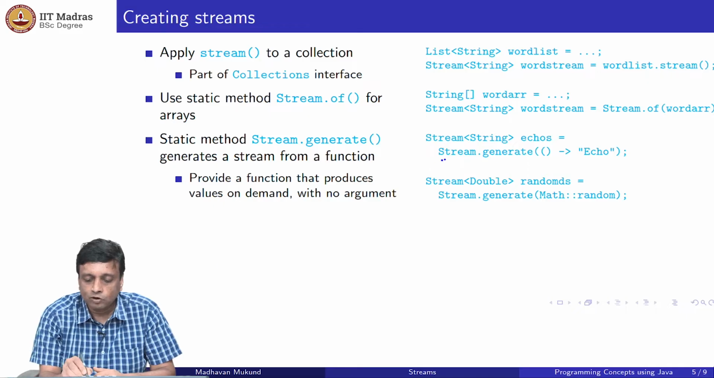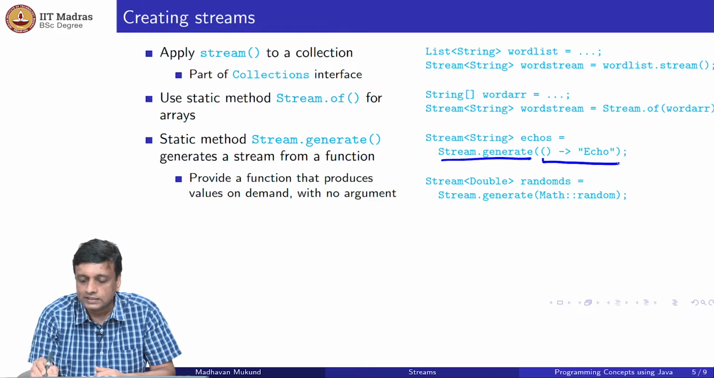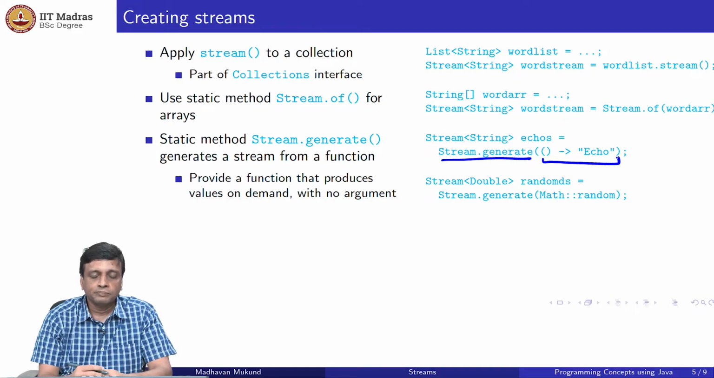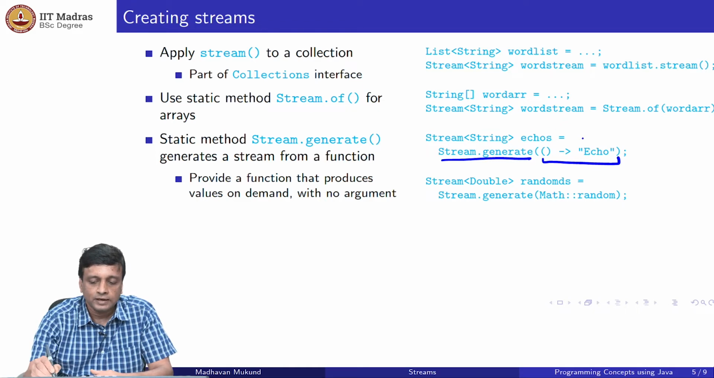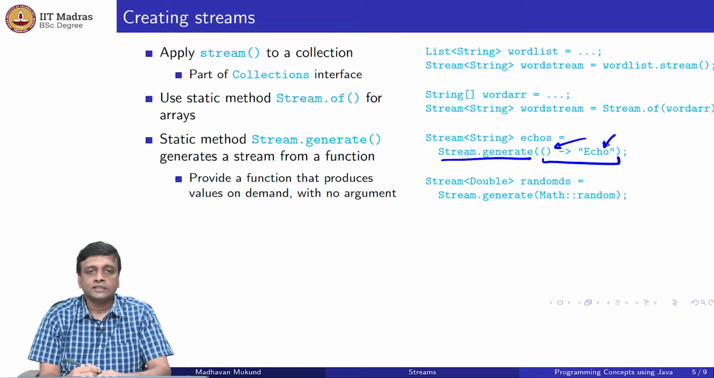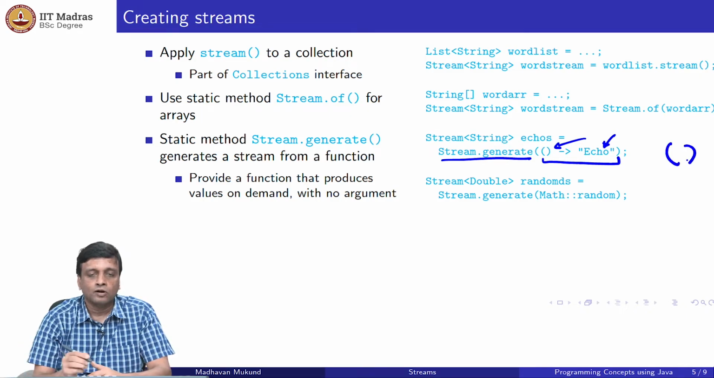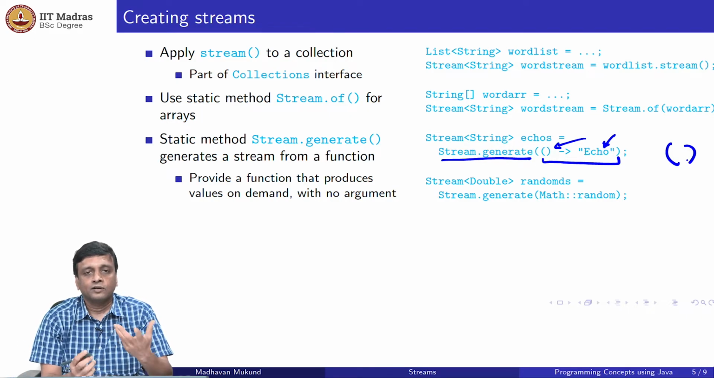So, there is this Stream.generate. What it does is it takes as an argument a function. So, remember these are these lambda expressions. This is the input to the lambda expression, this is the output of the lambda expression. So, this is a function which takes no arguments, and if you take no arguments, you have to use this open bracket, close bracket to make the lambda expression syntactically valid.